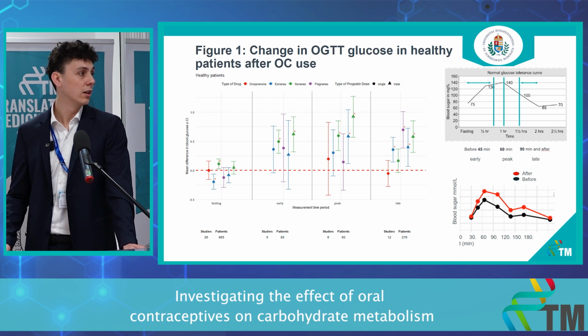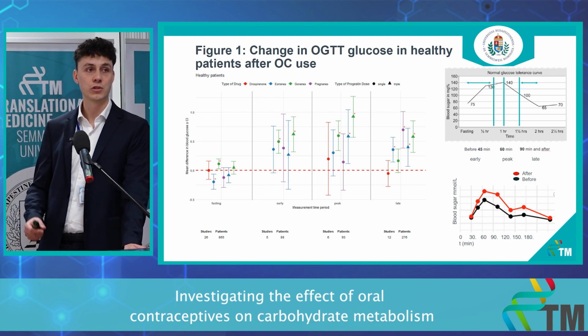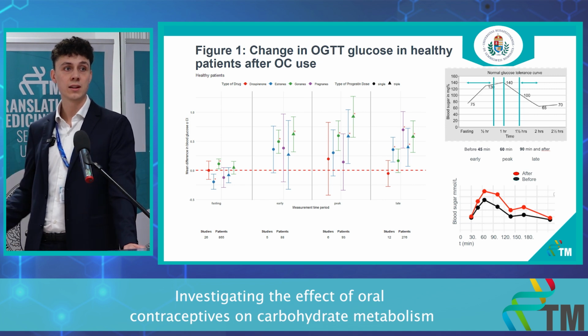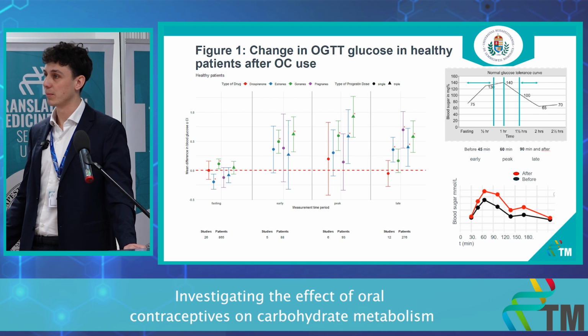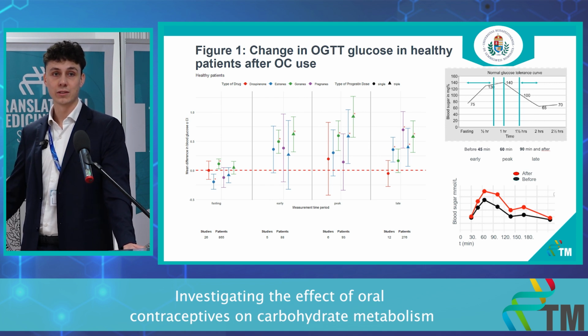For example, drospirenone here has a neutral effect on carbohydrate metabolism in healthy patients, while the other drugs have a negative impact by raising blood sugar levels.